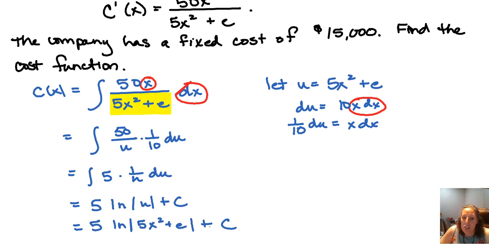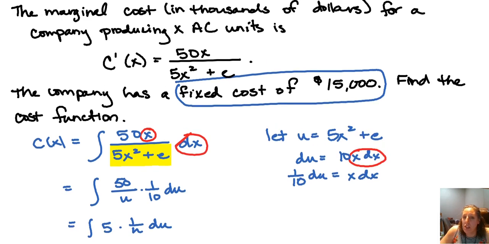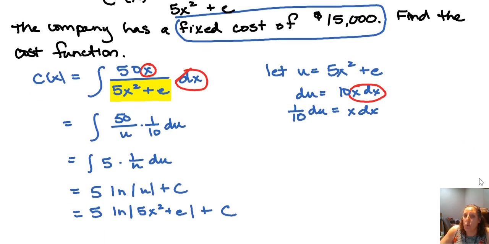Now we have our cost function, but it has two variables in it. We want it to just be in terms of our x, and that's where our fixed cost of $15,000 is going to come into play. So if our marginal cost is in thousands of dollars, then our fixed cost is also in thousands of dollars. So our units here are in thousands already.